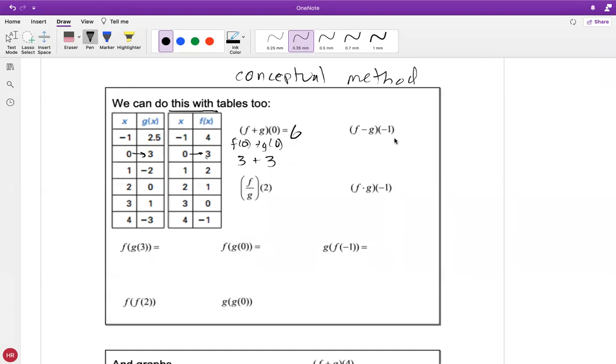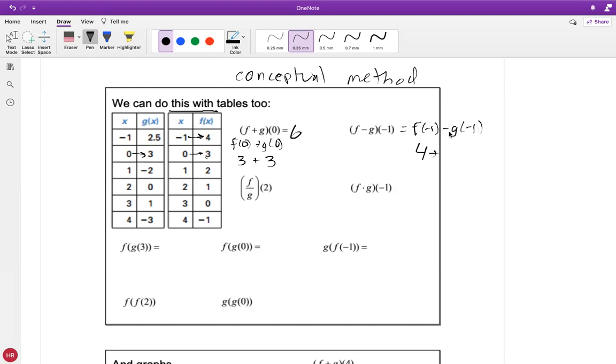All right, so now we can do the same thing here. Remember that this is f of -1 minus g of -1. This f minus g means you can write it like this. Now I can just evaluate these two functions using the table. I go to the table for f. I find where x is -1. It's the top row. When x is -1, f of x is 4.